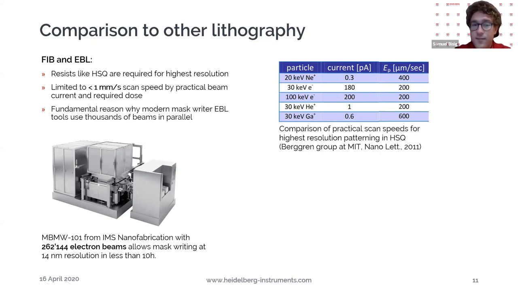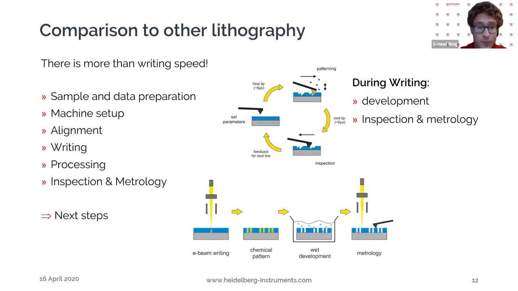That's also the fundamental reason why even for advanced EBL systems, there is some parallelization. For example, just to make you aware, this is a very advanced parallel e-beam machine, and here an incredible 260,000 e-beams are used in parallel to get this 40 nanometer resolution at high throughput.